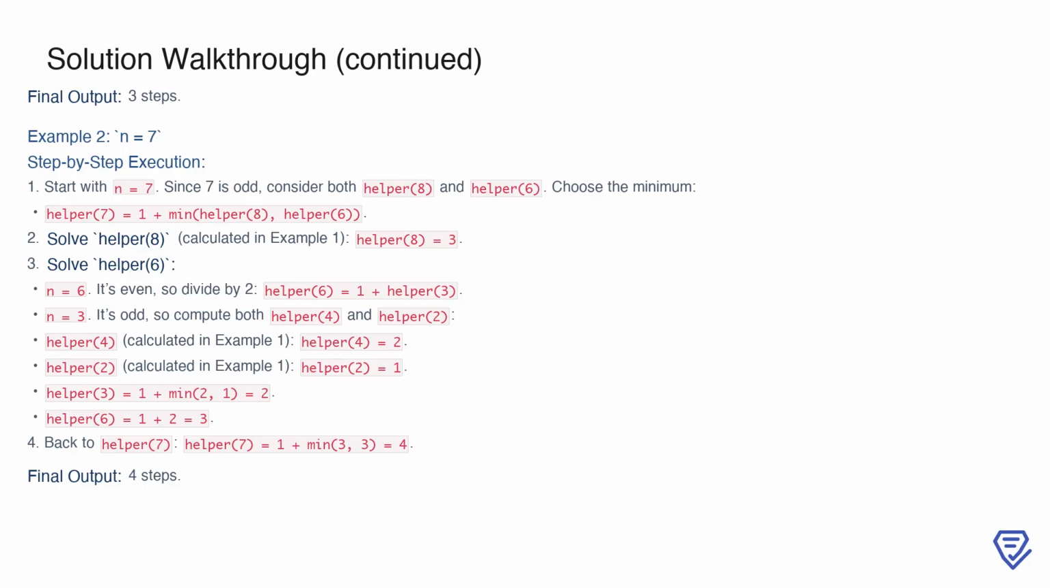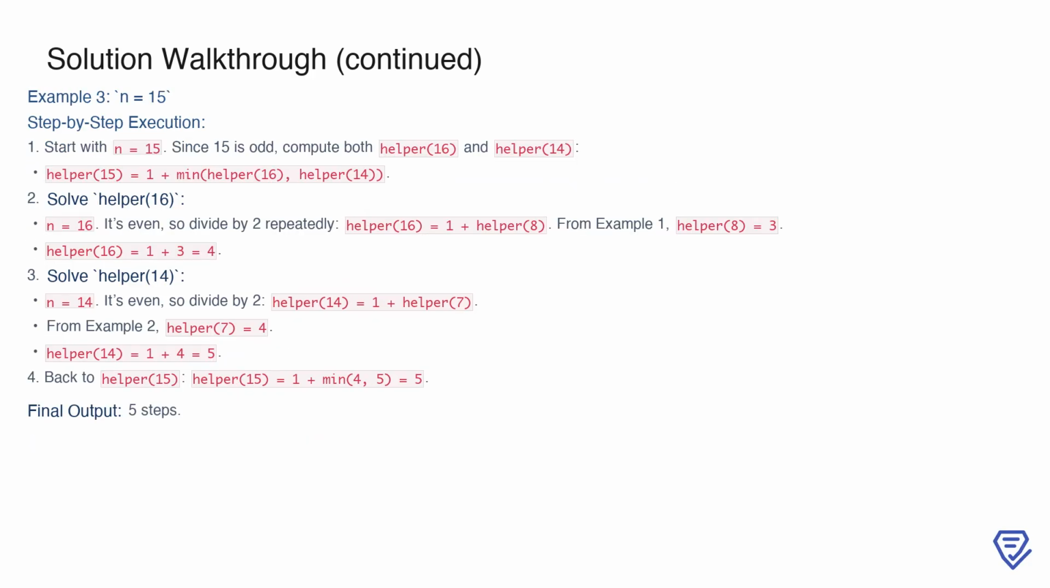Since 6 is even, we divide it by 2, helper 6 equals 1 plus helper 3. Helper 3 is odd, so we explore both helper 4 and helper 2. Both of these values were already computed earlier: helper 4 equals 2 and helper 2 equals 1. Taking the minimum, we find helper 3 equals 1 plus 1 equals 2. Substituting back, helper 6 equals 1 plus 2 equals 3. Now, returning to helper 7, we compute helper 7 equals 1 plus min 3, which equals 4. So, the minimum number of steps to reduce 7 to 1 is 4.